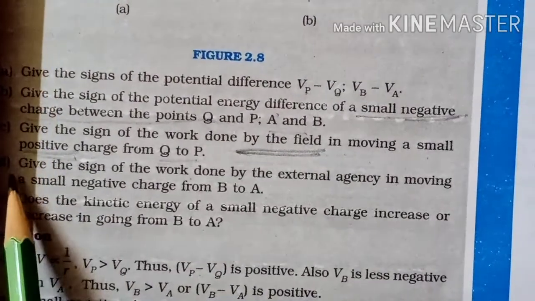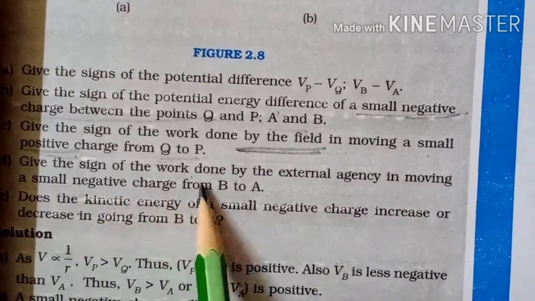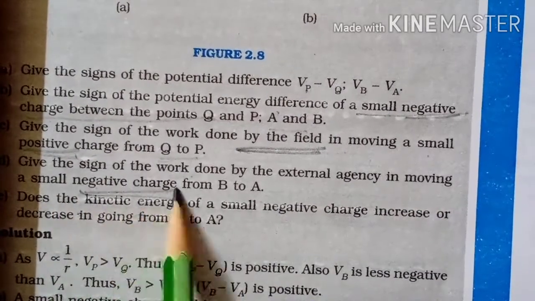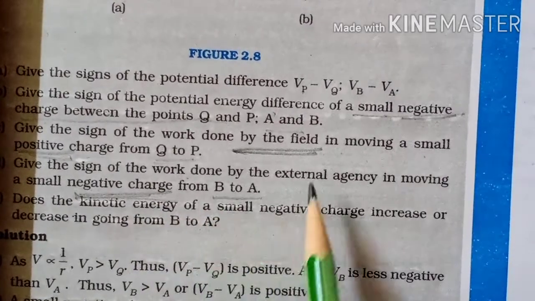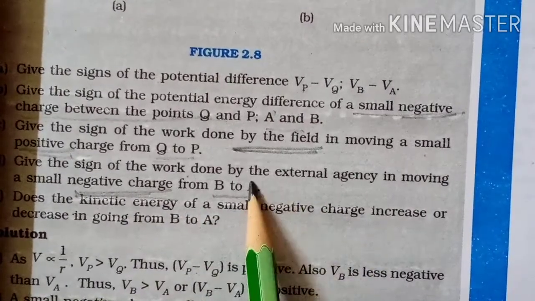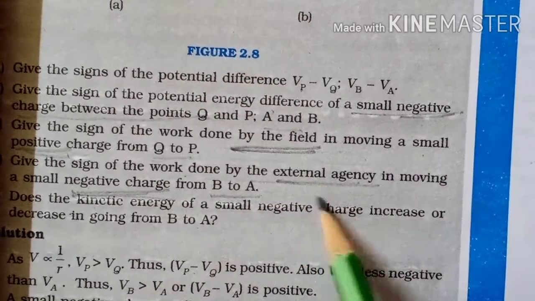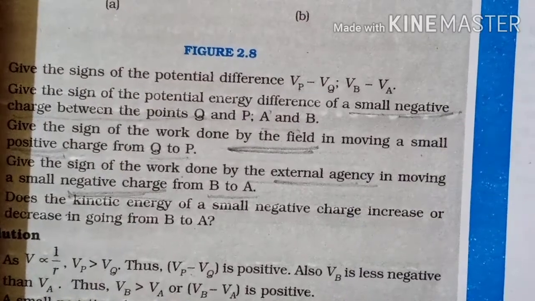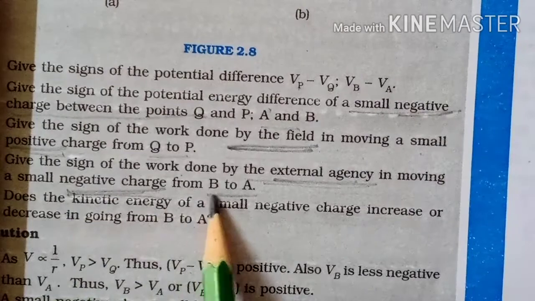Now in part D, give the sign of the work done by the external agency in moving a small negative charge. Negative charge is given. In moving this small negative charge from B to A, they are asking us to find work done by external agency. Now we have to find work done by external force, not work done by electrostatic force. Work done by external force in moving negative charge from B to A.